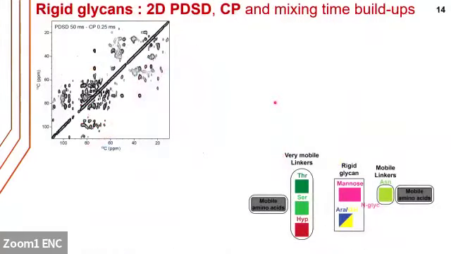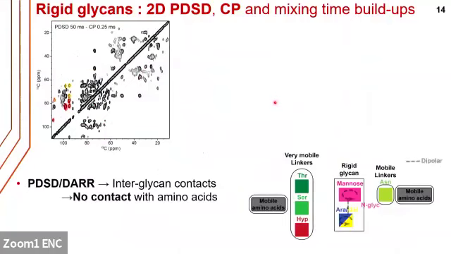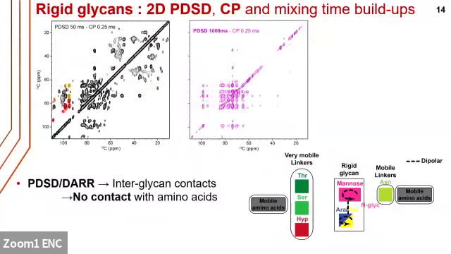Then we wanted to see some dipolar contacts, let's say strong dipolar contacts. To do so, we used a PDSD experiment, a well-known experiment, single quantum this time. And we show that yes, indeed, we have some preferential contacts between glycans, but by applying longer PDSD, we didn't observe any contacts between amino acids and glycans. Instead, we see all the glycans, but all the amino acids just disappeared.